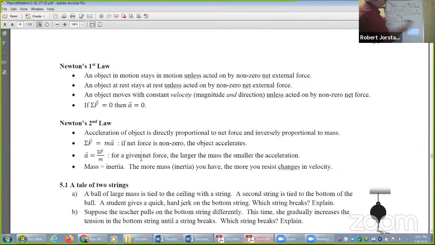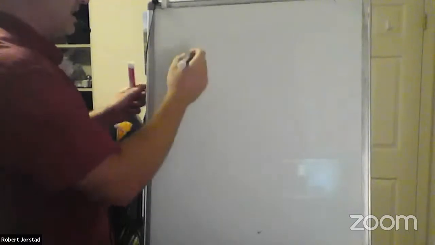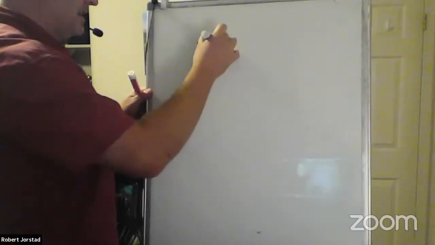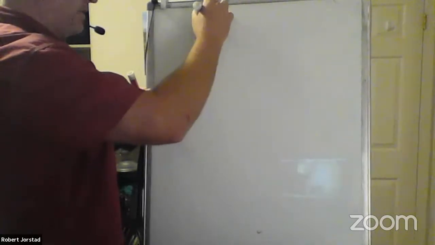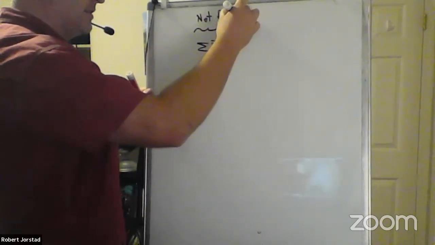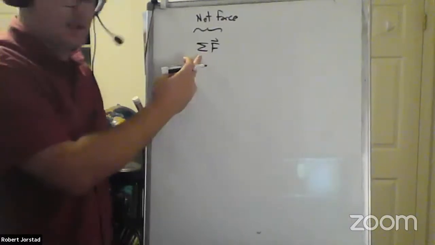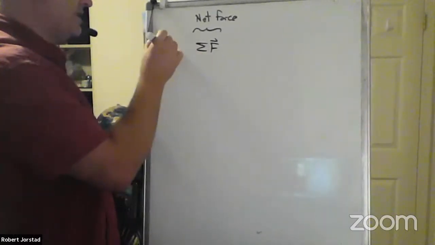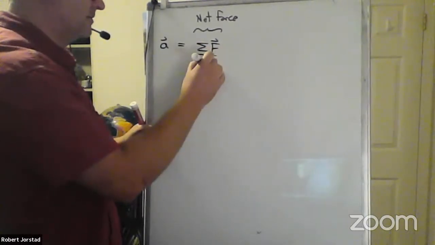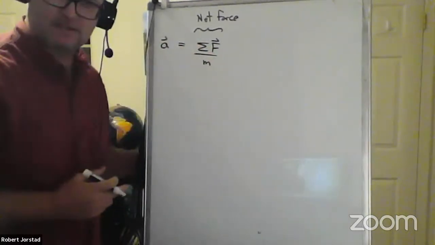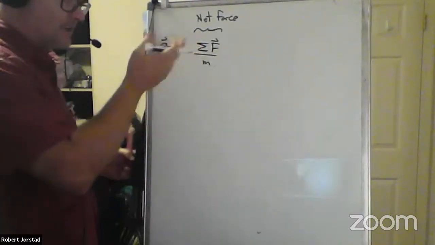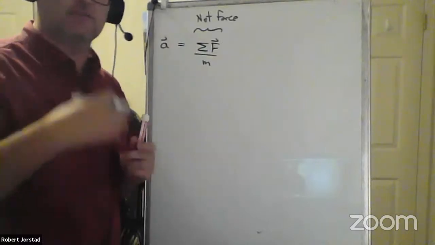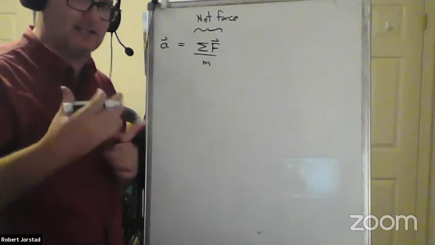So let me get something up here. If we're looking at two objects with the same net force, this symbol simply means net force. This is net force, or sum of forces. Same thing, net force, sum of forces. So acceleration is equal to net force over the mass. Again, we see that net force and acceleration are linked. Those obviously relate to your velocity, but it doesn't directly tell us that.